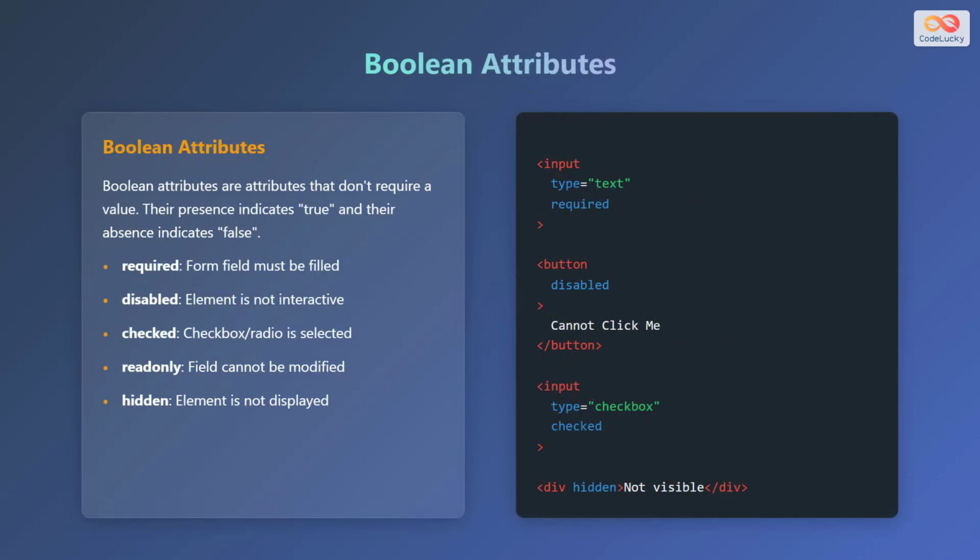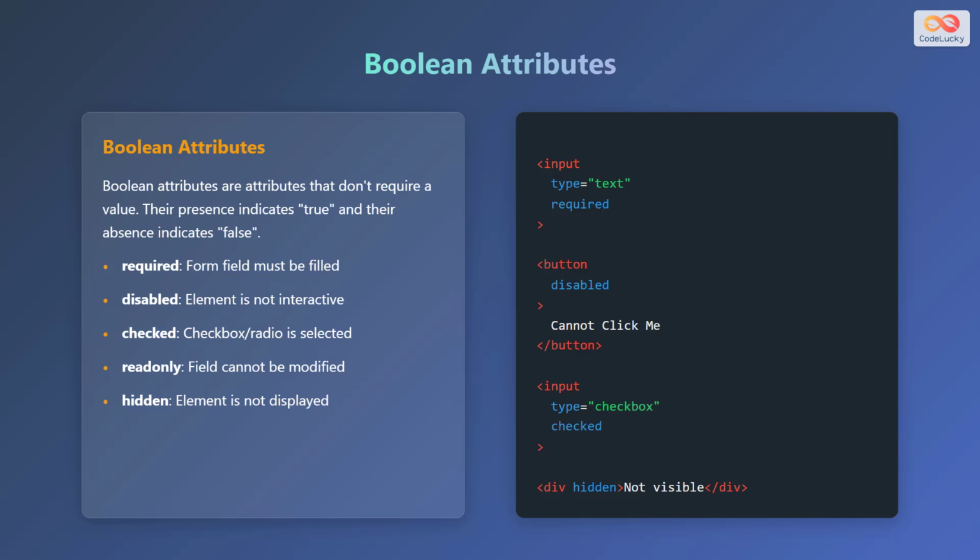Now let's explore the Boolean attributes. Boolean attributes are attributes that don't require a value. Their presence indicates true and their absence indicates false. Some examples include required, form field must be filled. Disabled, element is not interactive. Checked, checkbox or radio is selected. Read-only, field cannot be modified. And hidden, element is not displayed.